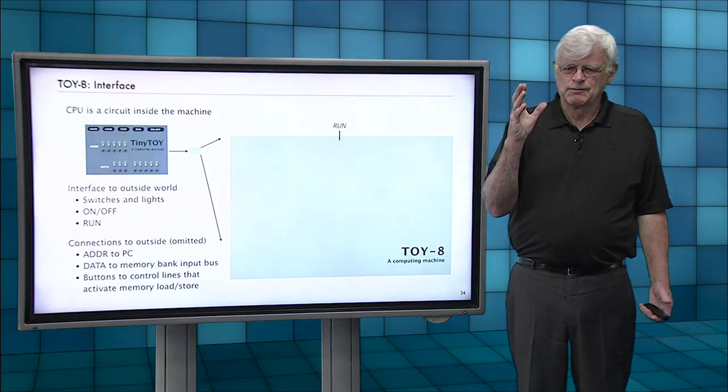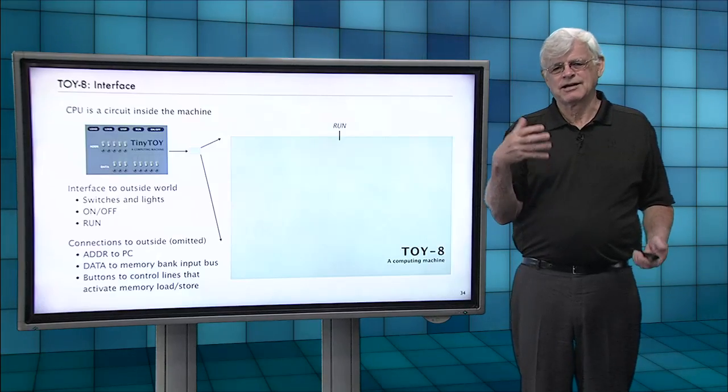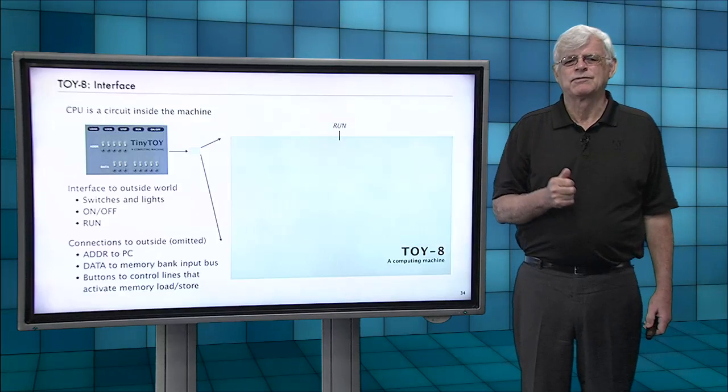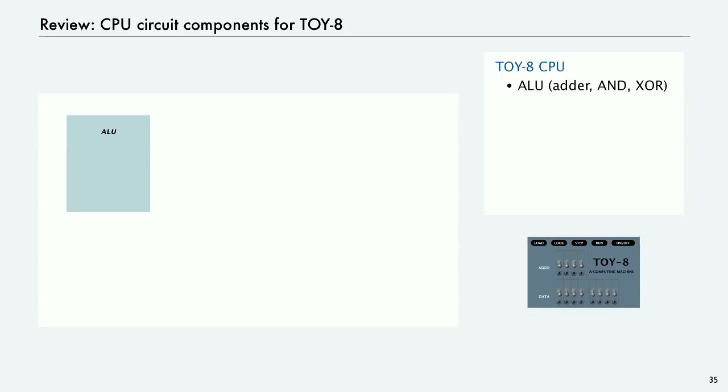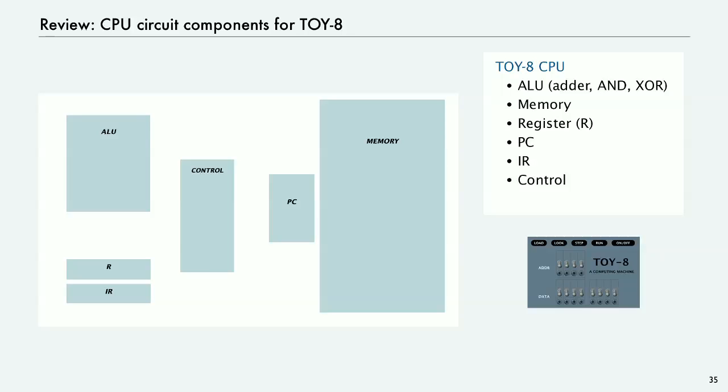So what we're concerned with is that the machine's got some state, it's got the program in it, say, and what happens when the run button is pressed. Okay, so again, let's review our components. We have our ALU, our memory, our register, our PC, our instruction register, control, and the clock.